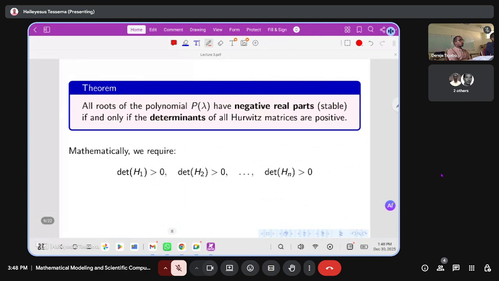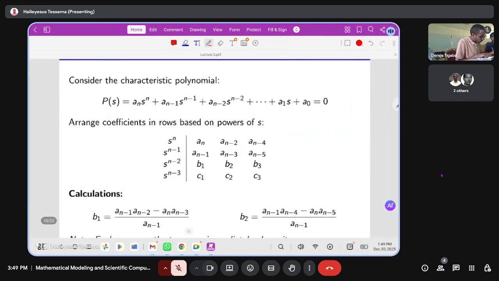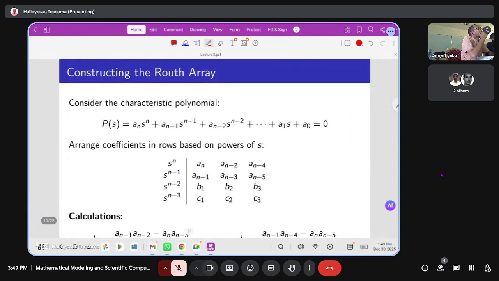Okay. All the roots of the polynomial P of lambda have negative real parts, or it is said to be locally asymptotically stable, if and only if the determinants of all the Routh matrices are positive. But we can also use the Routh array to determine the sign of the eigenvalues, which is the same as the matrix form, but by constructing an array.